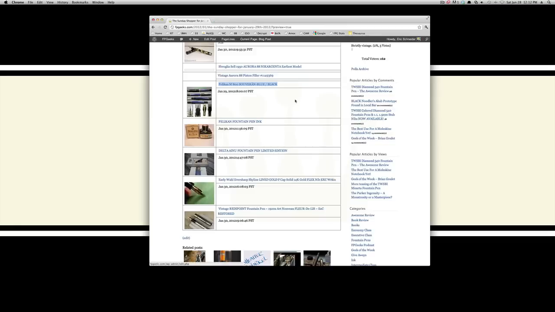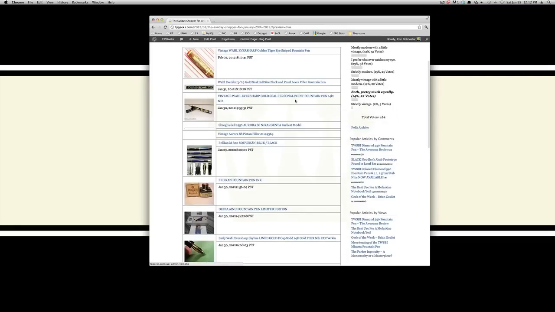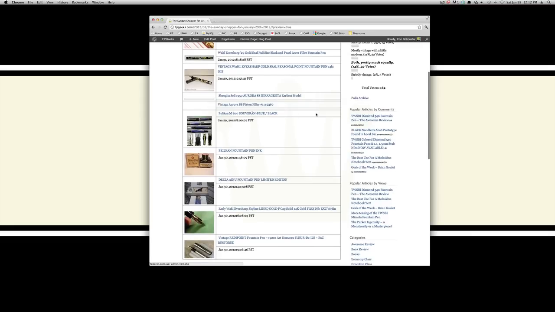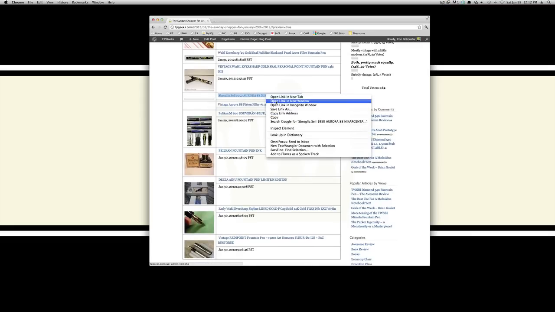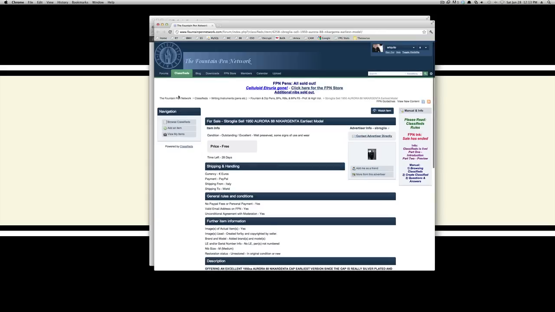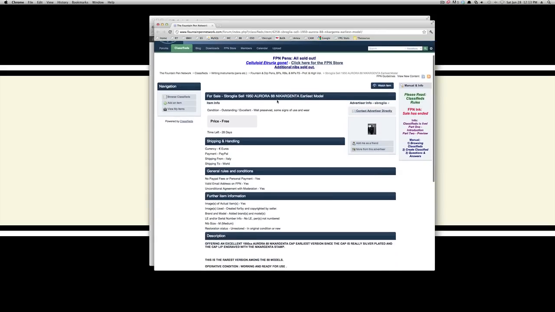Okay, back to your babies, which are the Aurora 88s. Which one should I click on here? You can just start with the first one there. Now, unfortunately, I think this one has ended, but it provides a good example of the 88. Okay, this one was an ad at Fountain Pen Network.